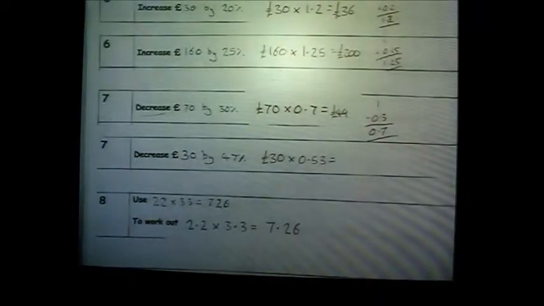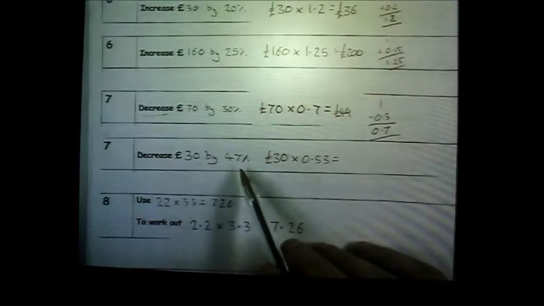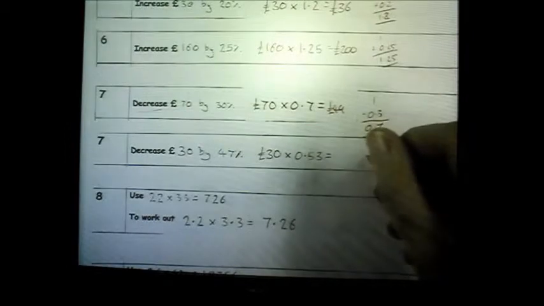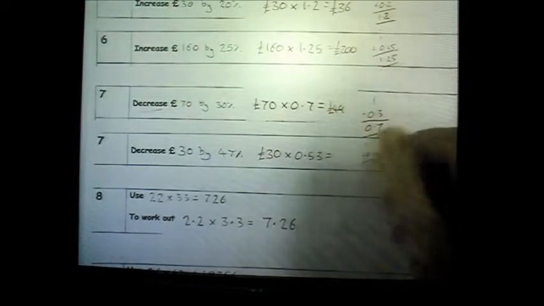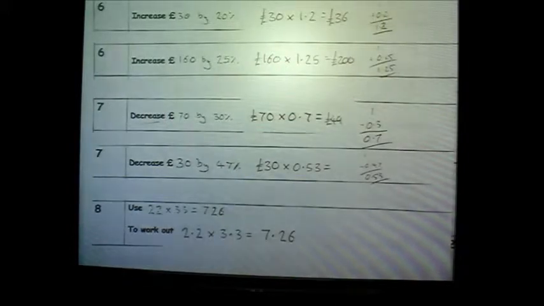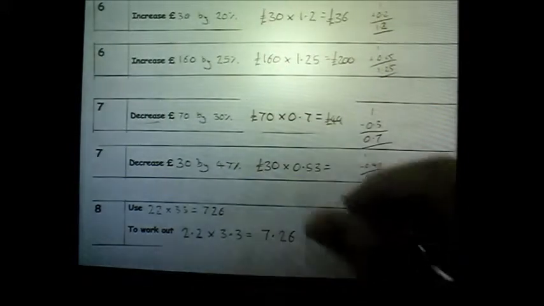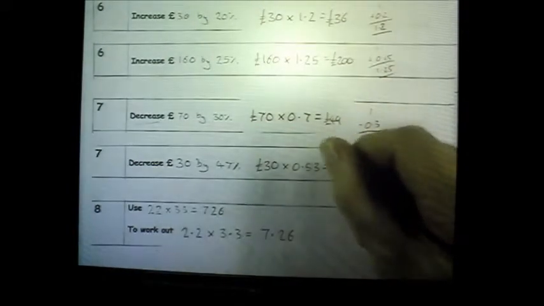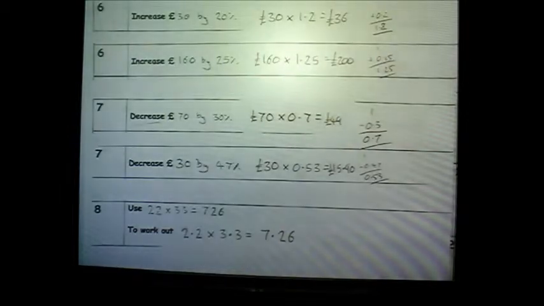Next one, again, decreasing. So 47% as a decimal is 0.47. So it's 1 take away 0.47, which is 0.53. So you do £30, or 30 times 0.53, and in this case you get 15.9. Because it's money, don't forget it's £15.90, because it's always got to be 2 decimal places.